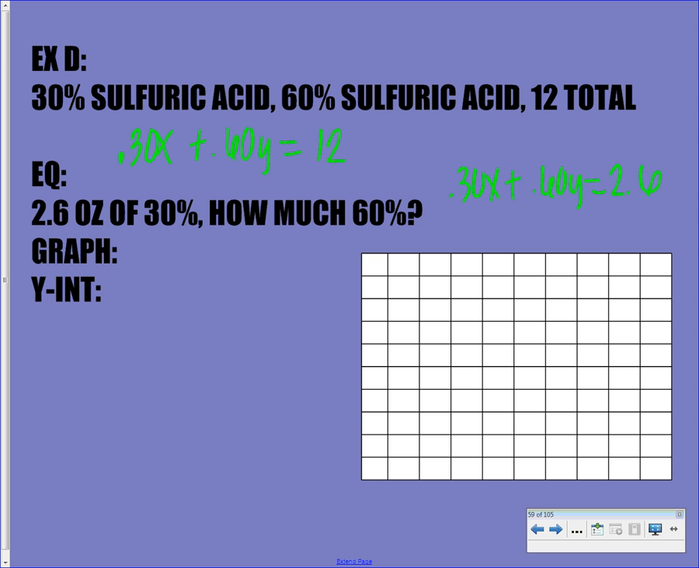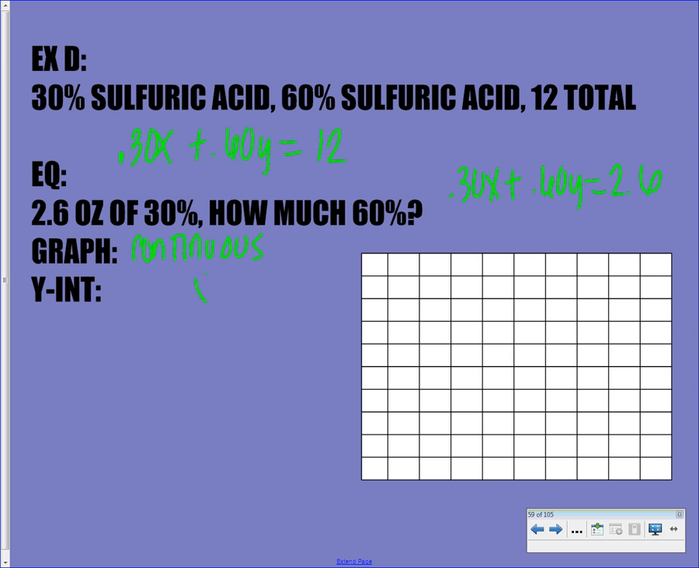Let's go ahead and graph this first. Graphing this, I want to know, is this discrete or continuous? Well, hopefully you realize this is going to be a continuous graph because you can pour a 1/2 ounce of acid. So you want to make sure that this is continuous. So if it's continuous, I need to draw a line.